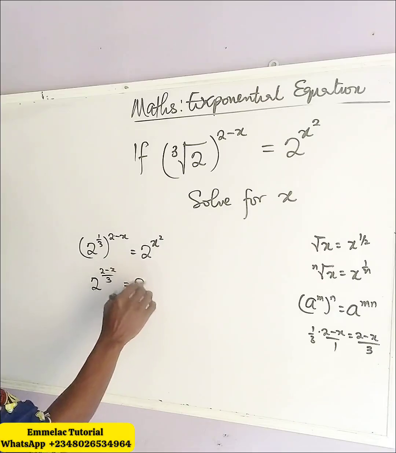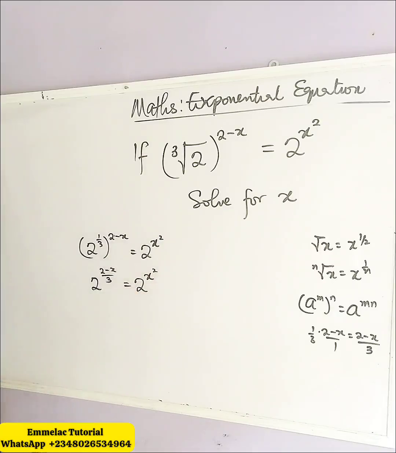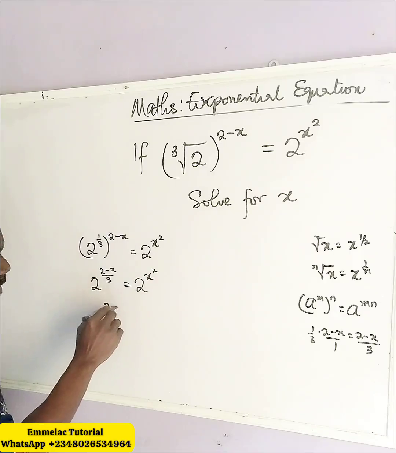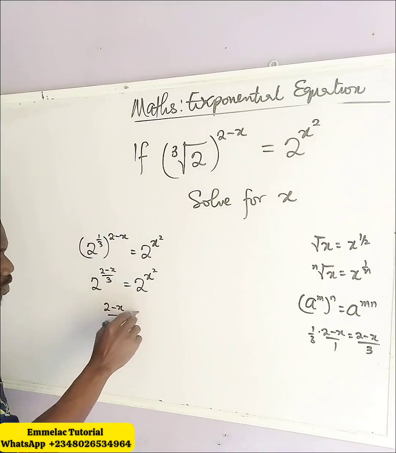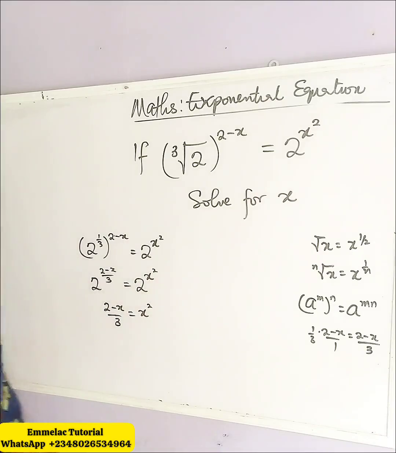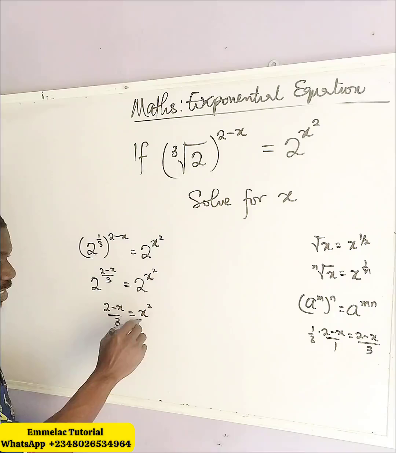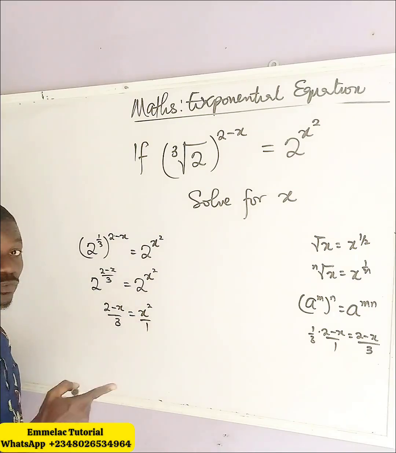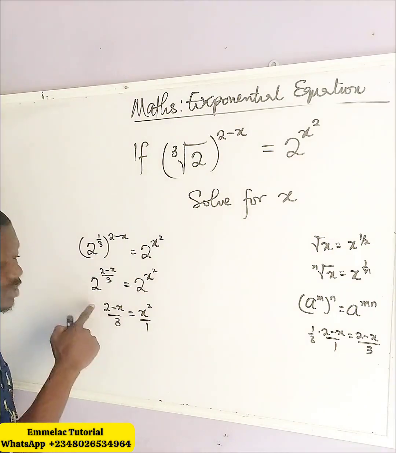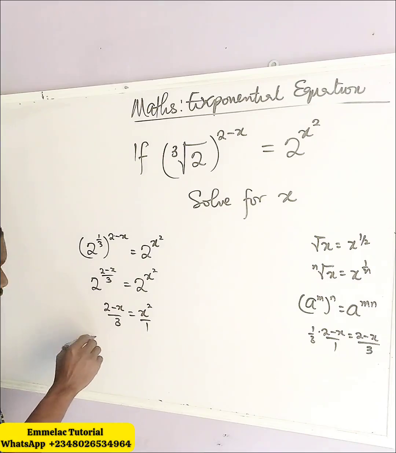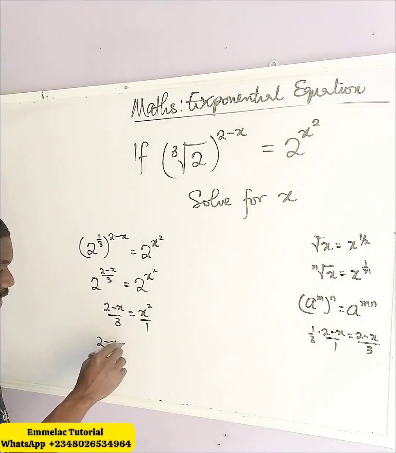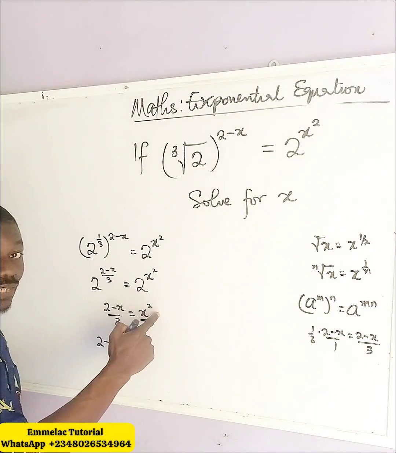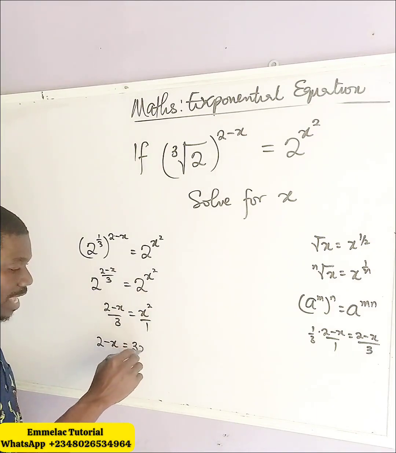Then it equals 2 raised to the power of x squared. Now since we have the same base, we can equate the exponents, which means 2 minus x all over 3 equals x squared. Take note, x squared is the same thing as x squared over 1. So let us cross multiply: 1 times 2 minus x gives 2 minus x, then equals 3 times x squared, which is 3x squared.